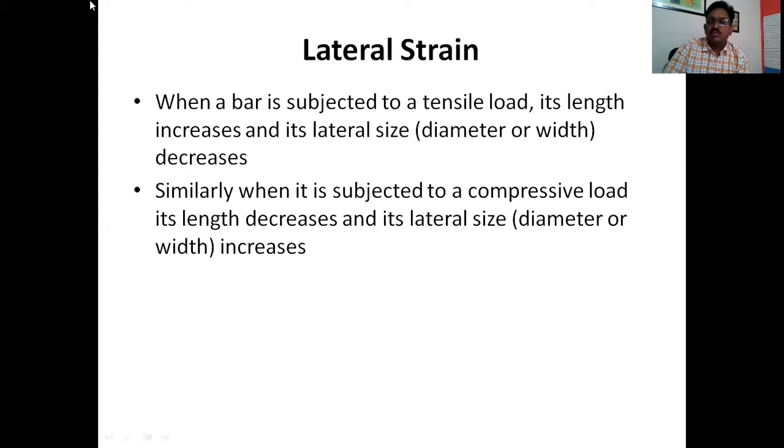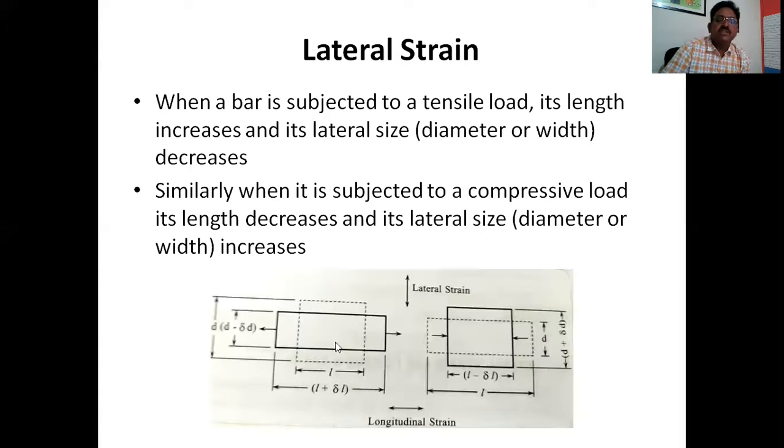So what do you mean by lateral strain? Here we see the first one is subjected to elongation, that is tensile load. When tensile load is applied, we see the length increases, so L plus delta L it has become, and its diameter, see here, earlier it was D, now it is D minus delta D. This is a decrease in the lateral dimension and an increase in the linear dimension, that is the primary dimension.